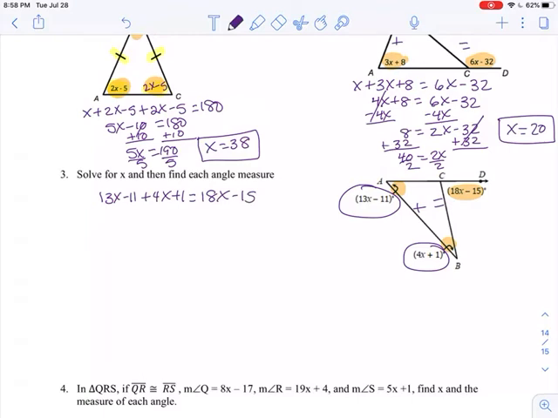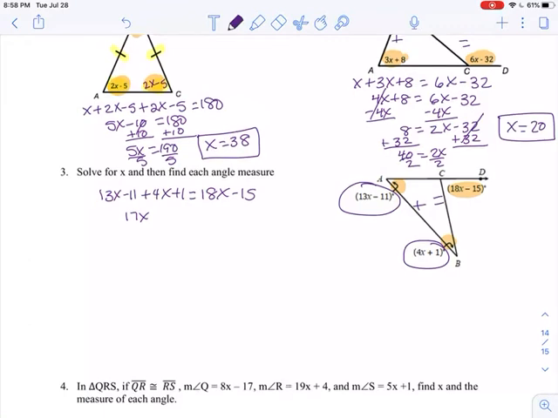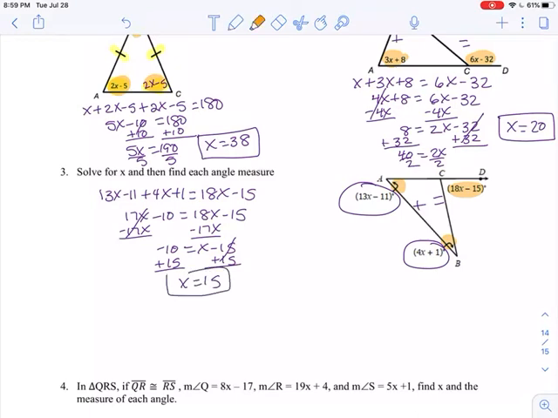I'm going to combine these on the left. 13x plus 4x is 17x. Negative 11 plus 1 is going to be negative 10. And I have x's on both sides, so I'm going to subtract that 17x. Negative 10 equals x minus 15. Solving for x, I have to get rid of that negative 15 by adding 15. So x is 15. That's step 1, but notice this wants you to find the measure of each angle.